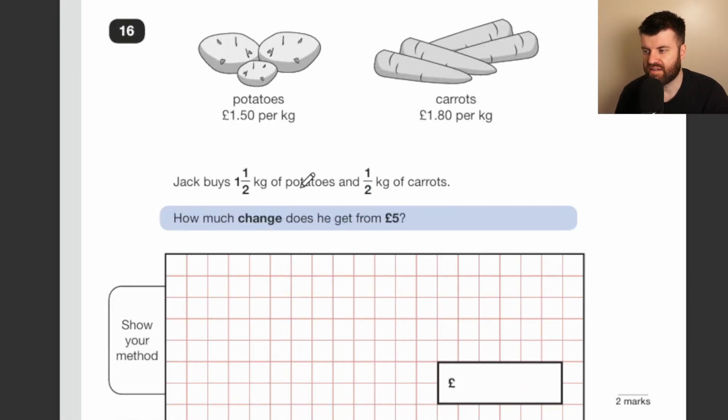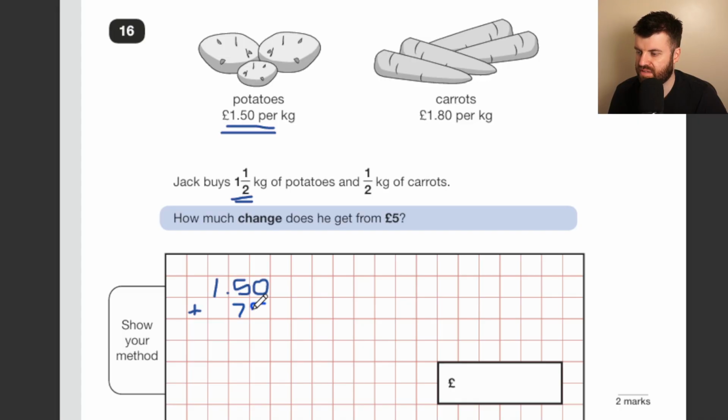Question 16. Jack buys 1.5 kilograms of potatoes and half kilogram of carrots. How much change does he get from £5? Again, first job, work out how much the potatoes and the carrots cost. So £1.50 per kilogram for potatoes. He buys 1.5 kilograms. So he's going to buy £1.50, which is 1 kilogram. And we're going to add on half of that £1.50, which is 75p. This will take us to 1.5 kilograms, which I can work out here is £2.25. So Jack spent £2.25 on potatoes.